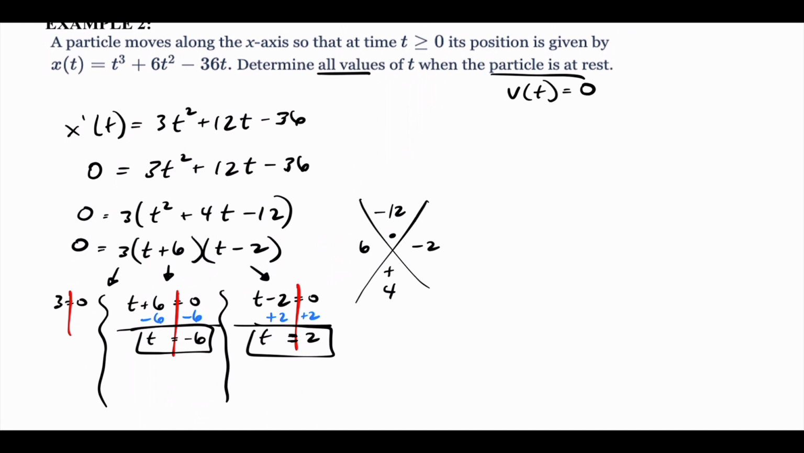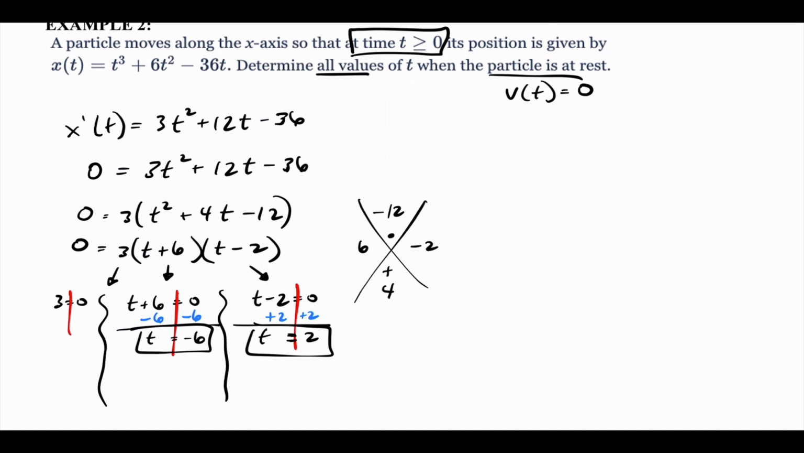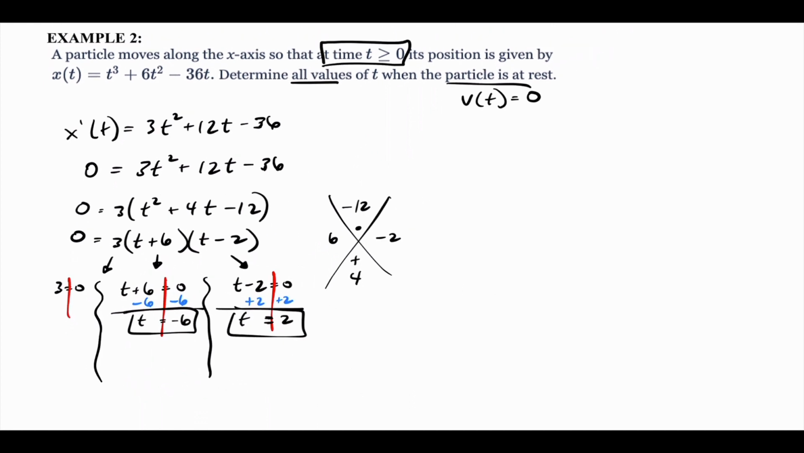Why? Negative 6 is under 0. Yeah, time can't be negative. Time has to be positive. It says so right there. And we just know time can't be negative, right? We can't stop time. I can't go back in time. Time just keeps moving. So negative 6 I can't use. You get positive 2. So at t equals 2, the particle is not moving at all. Velocity is 0.